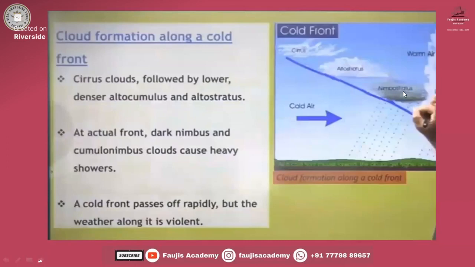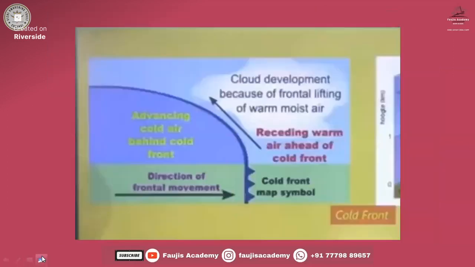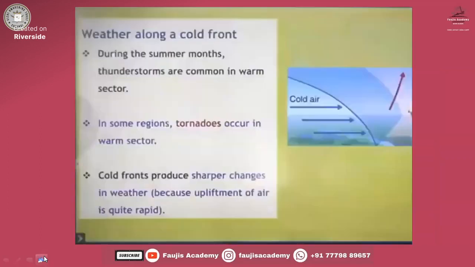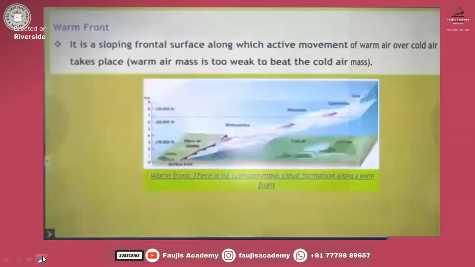So stratus we are adding. So remember that nimbus mostly will be the low part. Okay. Then alto is the middle part, and cirrus and cumulonimbus will be the highest cloud. Okay. So remember that one. Then a cold front passes off rapidly, but the weather along it is violent. So this is all about the cold front. And when the cold front happens, there we have the formation of tornadoes, that is cyclones.